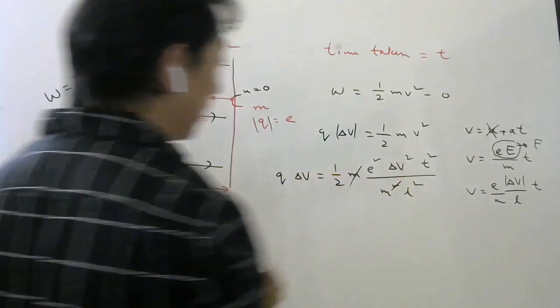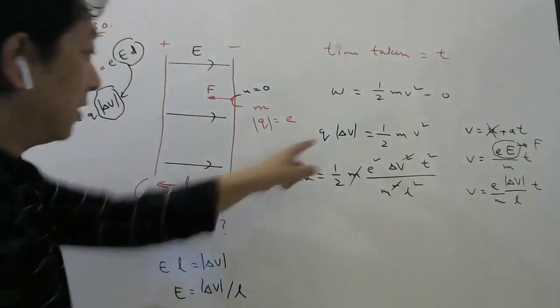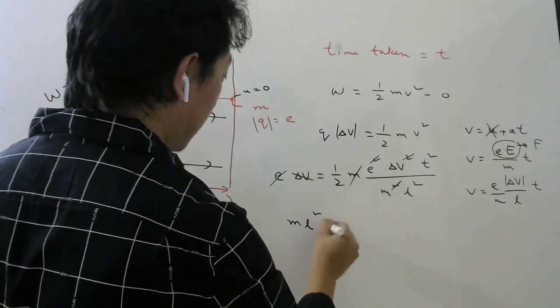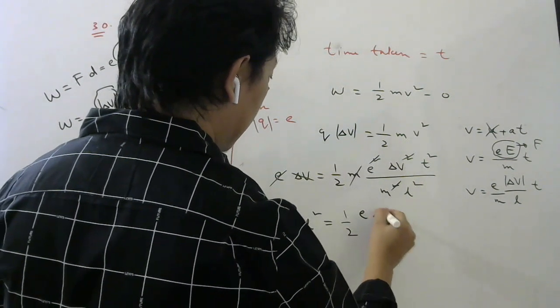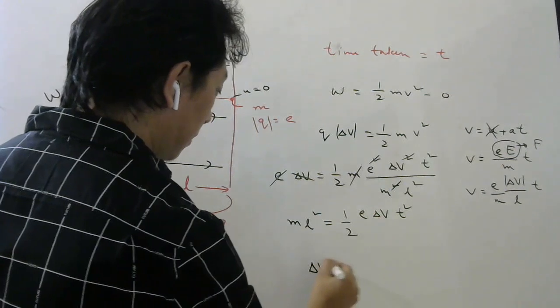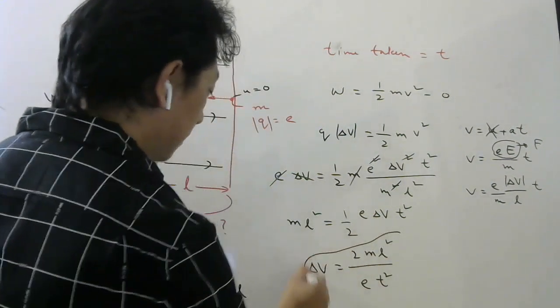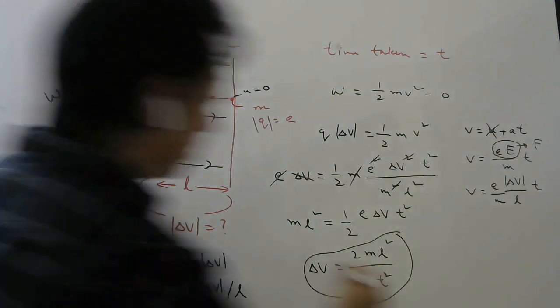So mass and mass will cancel. One potential difference will cancel. This is e for electron. Charge is e. So one e also will cancel. If you cross multiply, you will get mL square equals half e delta V t square. So delta V will be 2mL square by e t square. So what will be your delta V? 2L square m by t square e, option A. Okay, students, so this is option A.